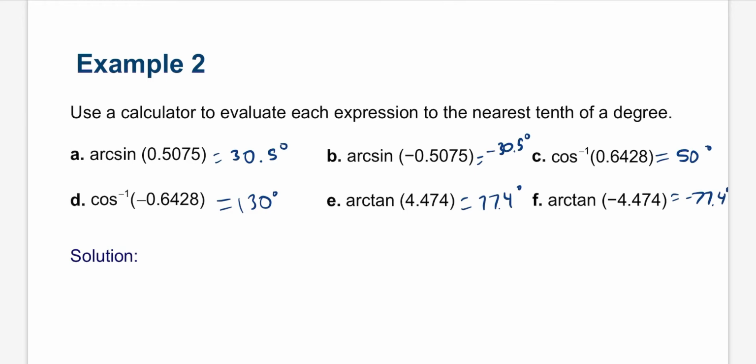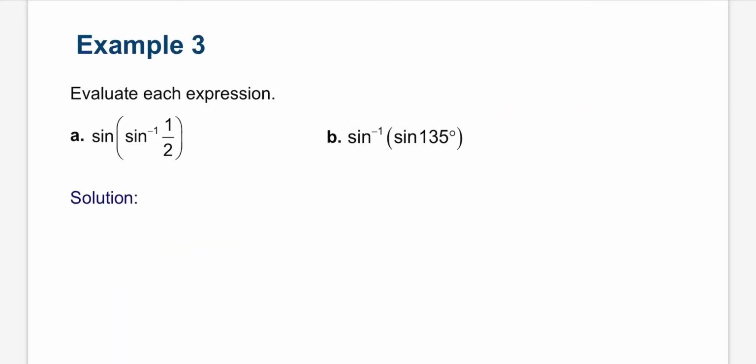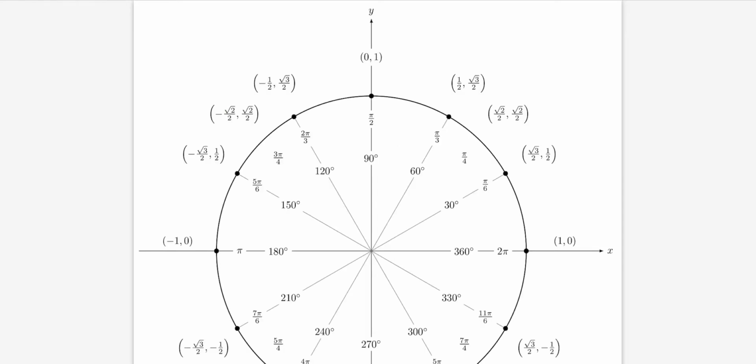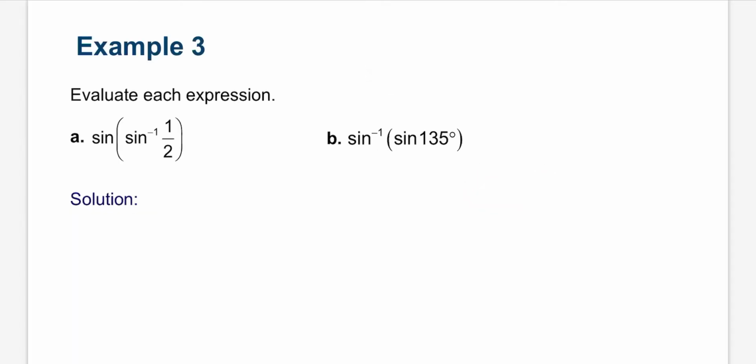All right. And for this one here, whenever you have two functions going on, what you want to do is first focus on this. We're looking for the angle that has a sine coordinate of 1/2. So if you look at your unit circles, y coordinate of a half would be pi over 6. So that would be sine of pi over 6. And now we know that that is 1/2.